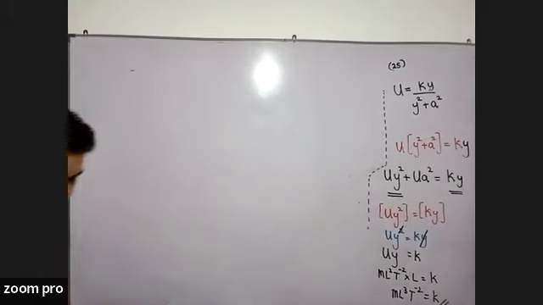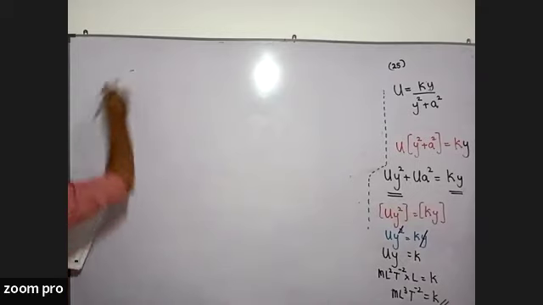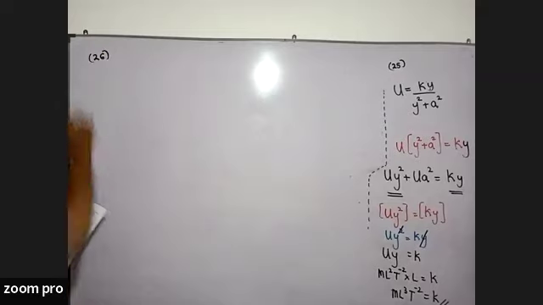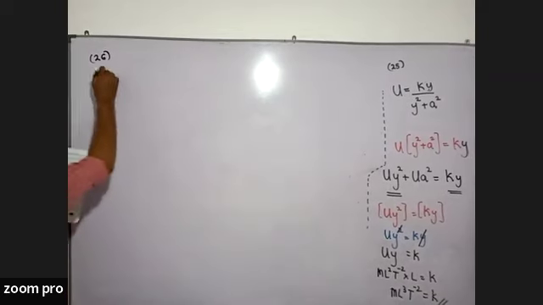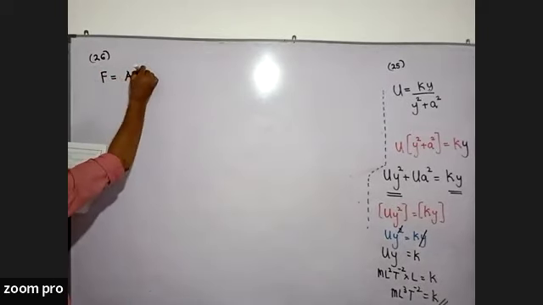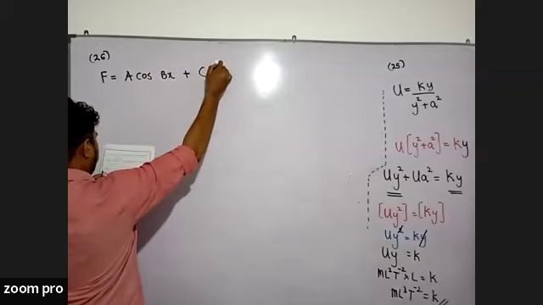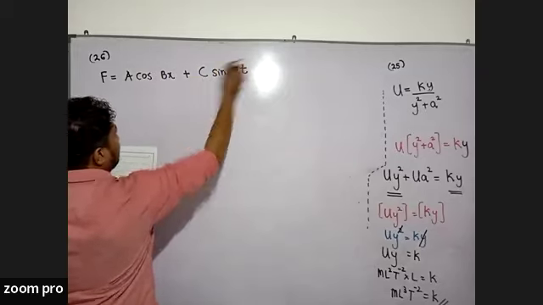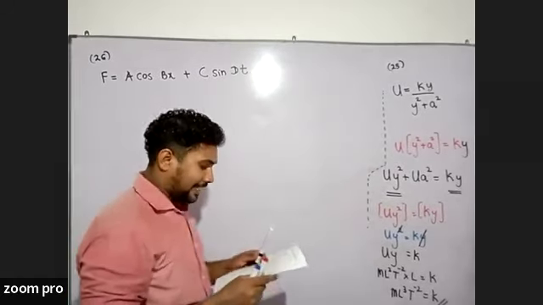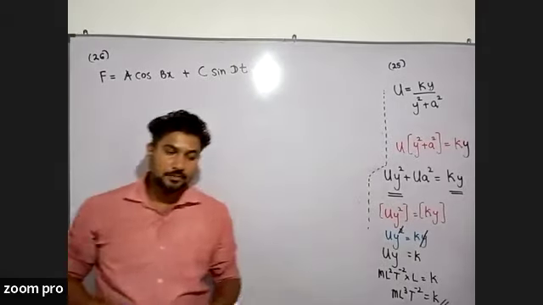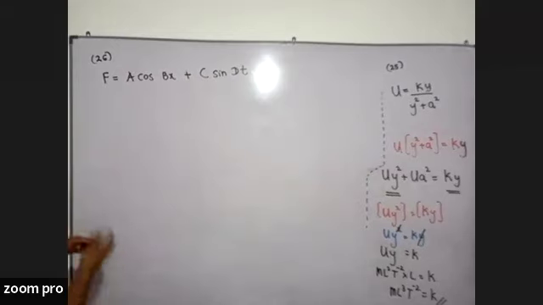Right. Let's move on to the other question, 26. In the following equation, this is the equation f equals a cos bx plus c sin dt, right? In this equation, f means force, t means time, x means displacement, and find the dimensions of d over b, right? So let's find out this one now.